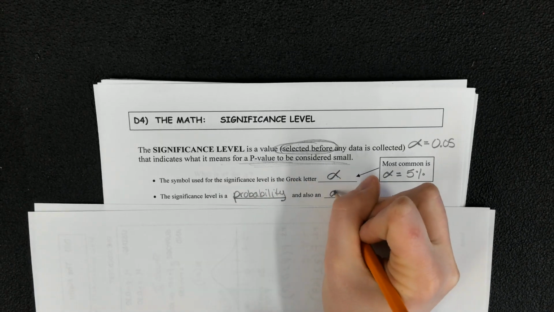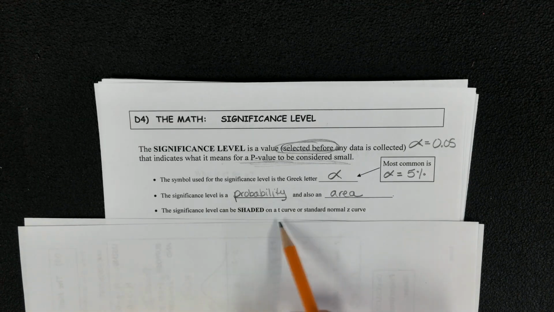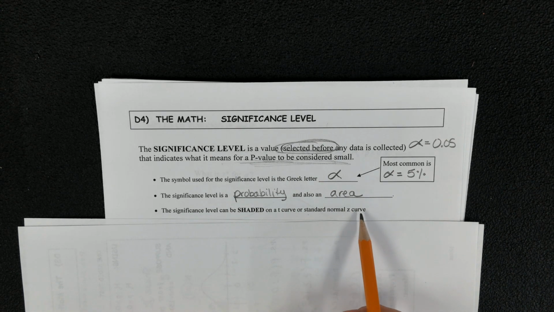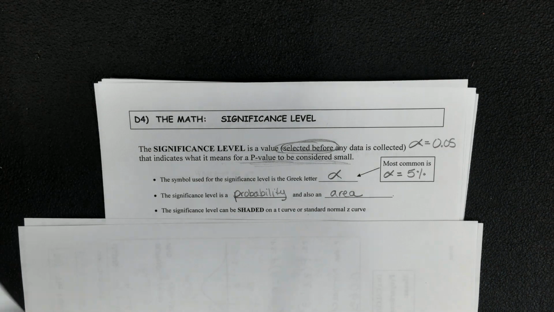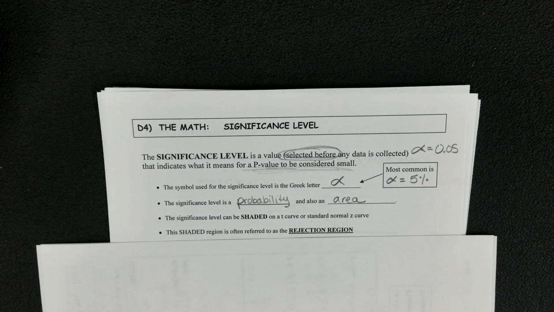Okay? The significance level is a probability, and it's also an area. We've discussed this a little bit. The significance level can be shaded on a t-curve or on a standard normal curve, and that is what I have already told you as well, and I'll show you that in a moment again. The shaded region is often referred to as the rejection region.